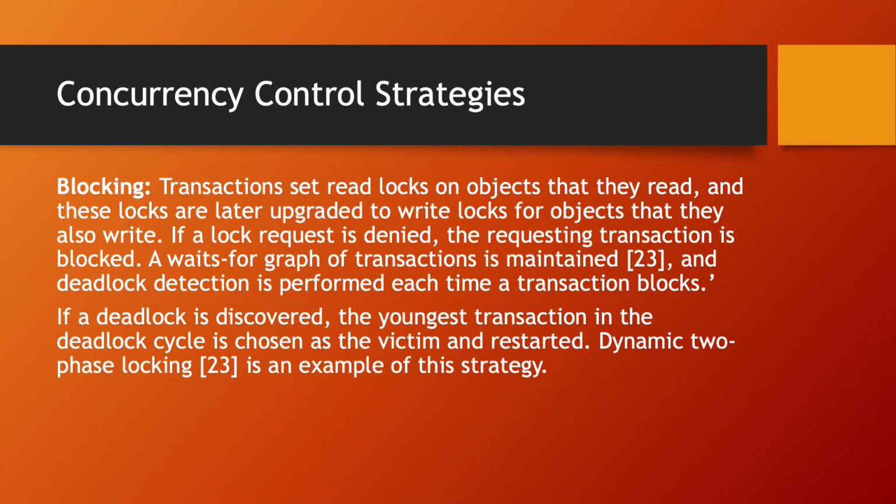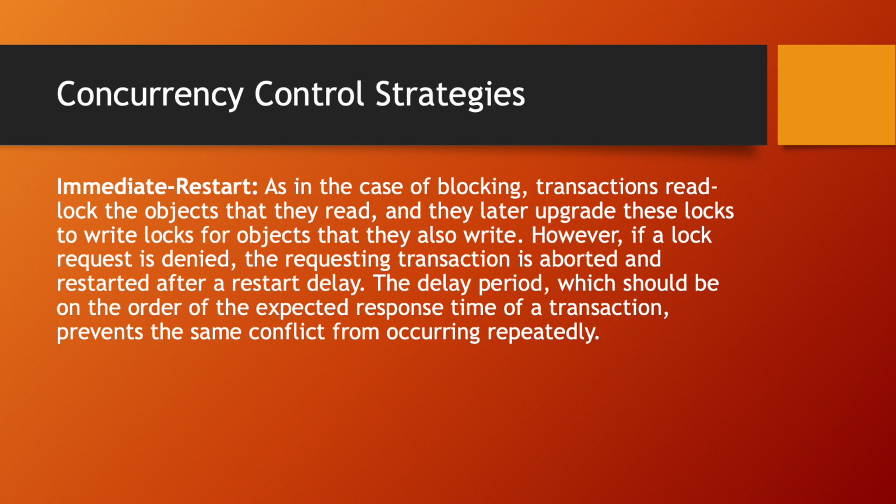So, blocking. Transactions set read locks on objects that they read, and these locks are later upgraded to write locks for objects that they also write. If a lock request is denied, the requesting transaction is blocked. The waits-for graph is maintained, and deadlock detection is performed each time a transaction blocks. If a deadlock is discovered, the youngest transaction in the deadlock cycle is chosen as the victim and restarted. Dynamic two-phase locking is an example of this strategy.